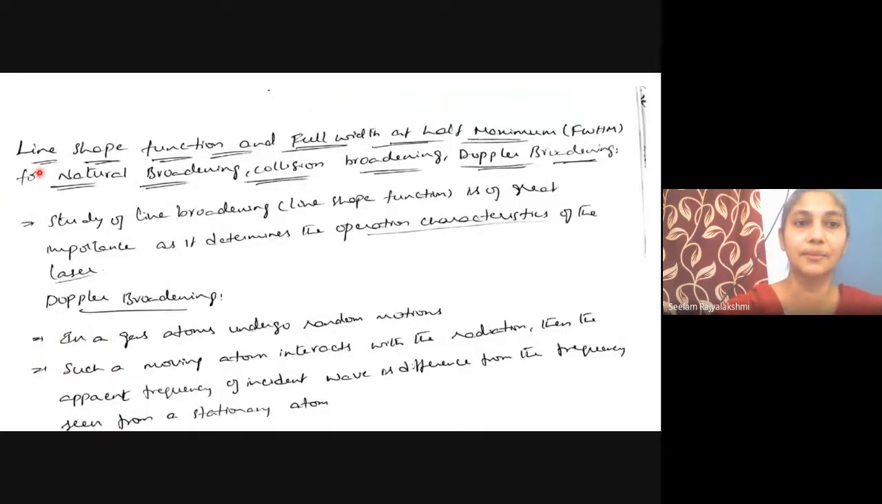Okay, we will discuss the line shape function and full width at half maximum, or FWHM, for natural, collision and Doppler broadenings. We have to calculate the line shape function and also the full width at half maximum for these three broadenings. The line shape function, or line broadening, has great importance, as it determines the operational characteristics of the laser.